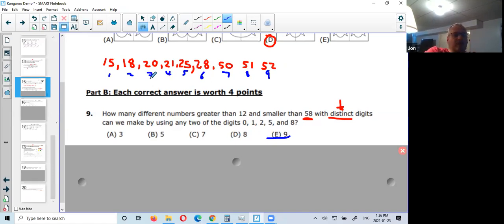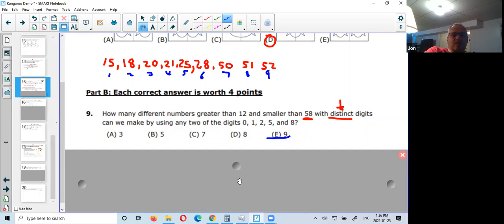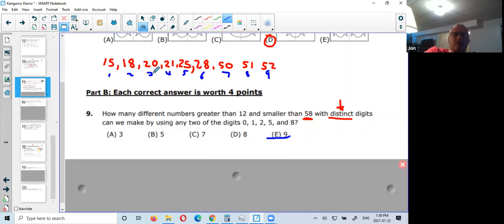Okay. I said E. That was good, but that makes you think that one, right? You have to think logically there, and know that they have to start with bigger than 12, right? Start with a 2 or 3 or higher.